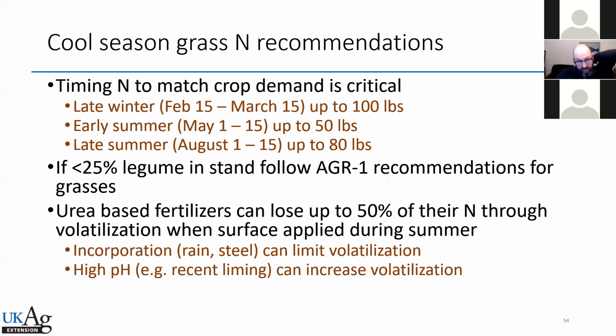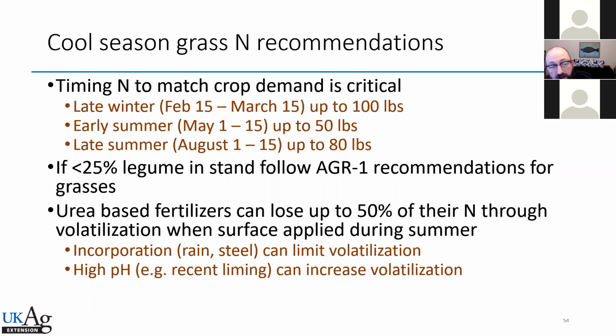So timing of nitrogen, late winter. We're looking at it now, February 15th to March 15th, trying to get out there before that crop breaks dormancy. We can go up to 100 pounds for our recommendations in cool season grasses. Again, right now the soil is pretty wet. I wouldn't want to be trafficking it. Then that early summer up to 50 pounds. And that late summer, particularly if I want to stockpile and get a lot of growth.